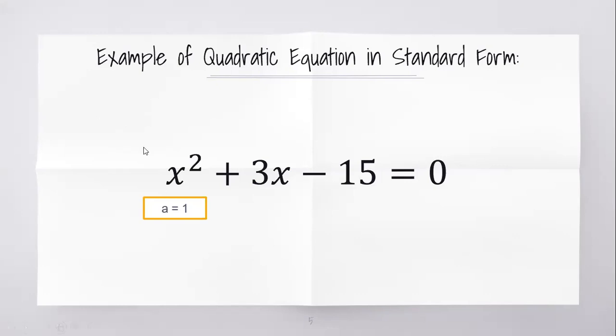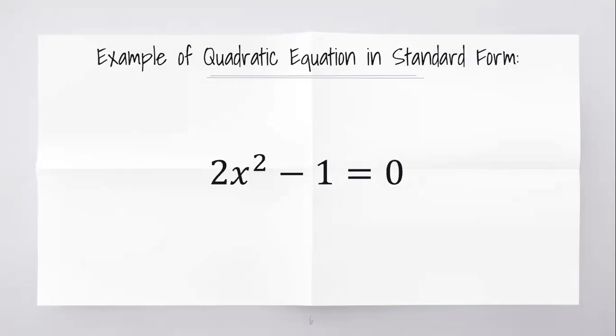Okay? How about your b? Your b will be obtained by looking at your linear term. And your linear term here is positive 3x. Therefore, your b is positive 3. Okay? For your letter c, which is the constant, that is negative 15.